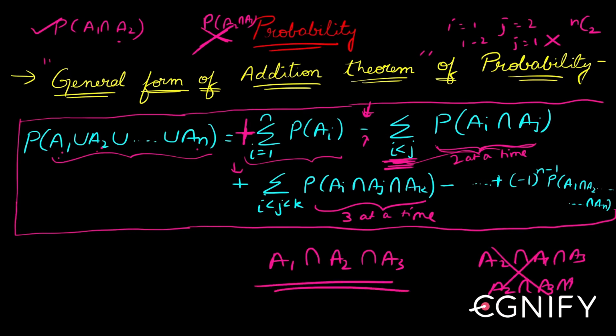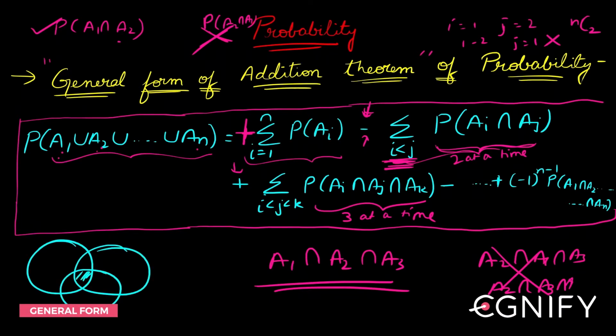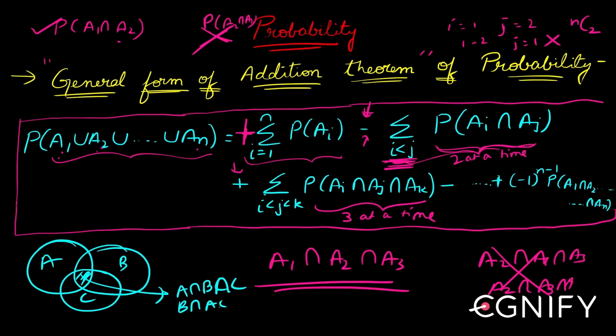I hope you understand that if I have three elements, A, B, C, this will be A intersection B intersection C. You can also call it B intersection A intersection C, or A intersection C intersection B. It doesn't matter, all three are the same. So whether I take P of this or this or this, all three will be the same. That's the reason we need to avoid the repetition, and for that we use this constraint. So likewise we will go.